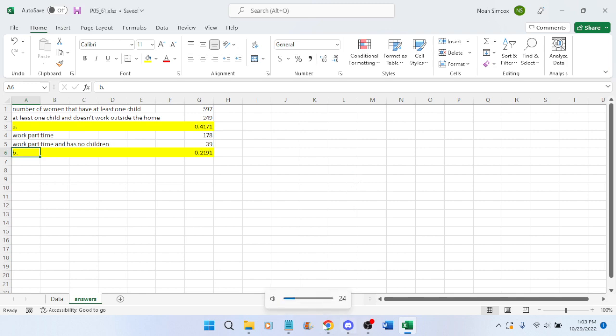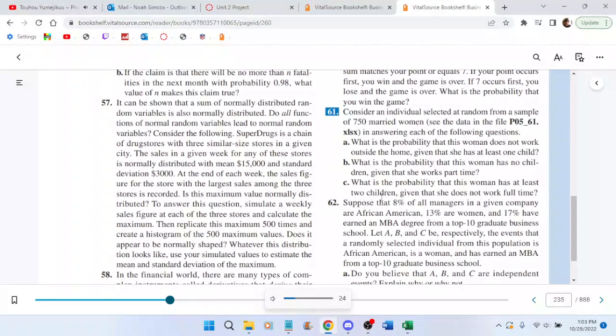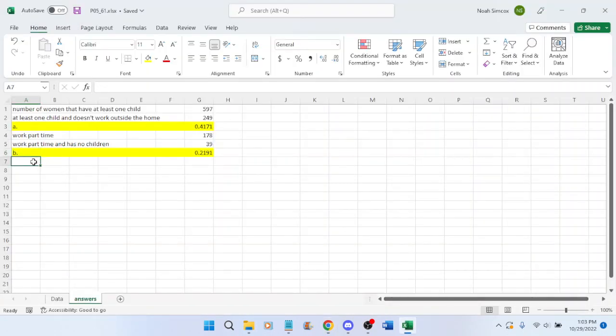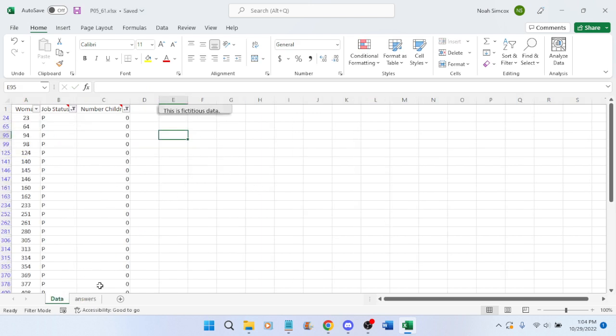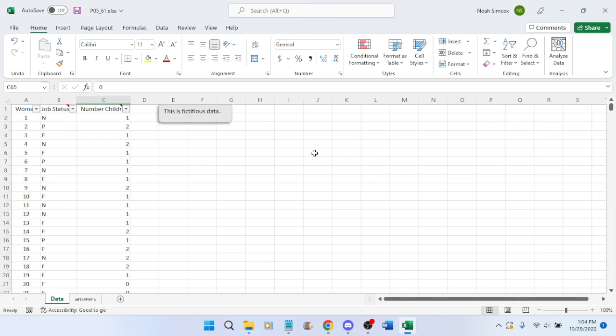Okay, so we have done B, now we do C, and then we're already done with 61. Great. What is the probability of something given something? What is the amount that does not work full time? Does not work full time. So, does not work full time. First of all, we will clear the filters. So we now have all of our results back.